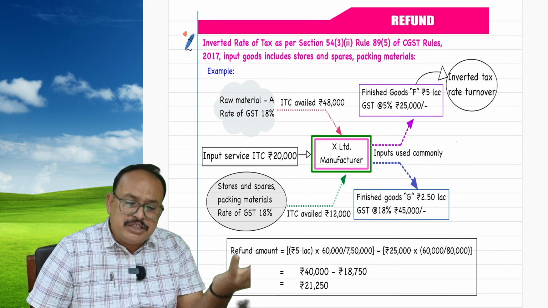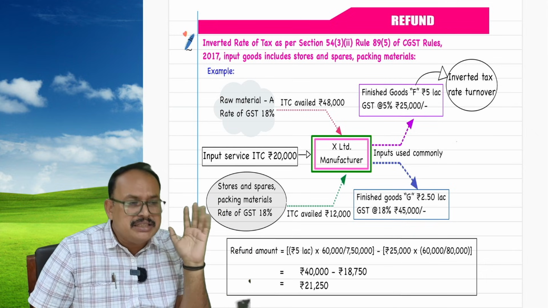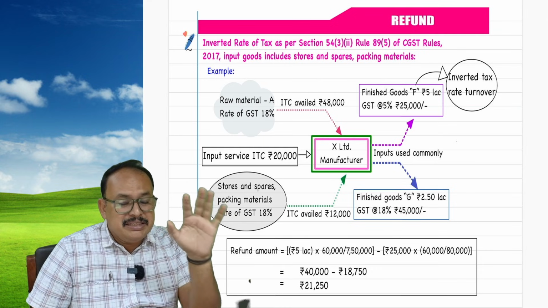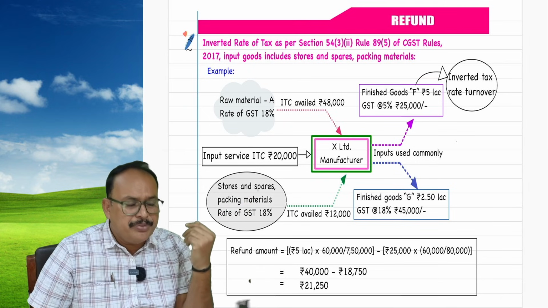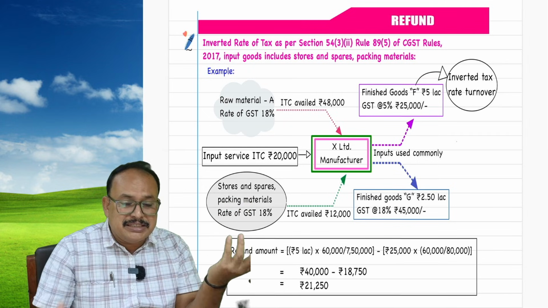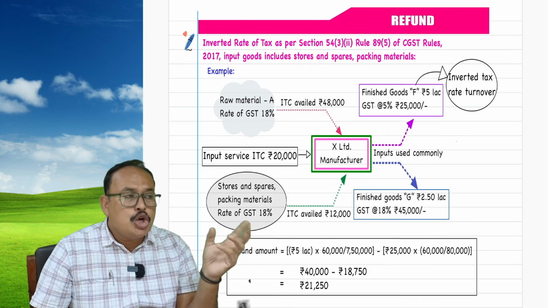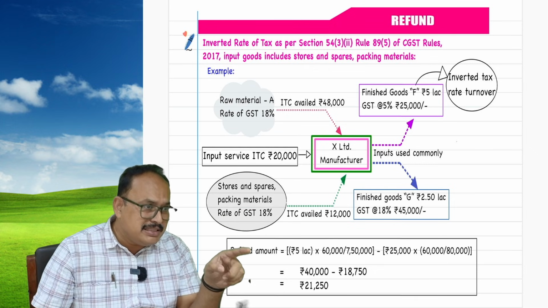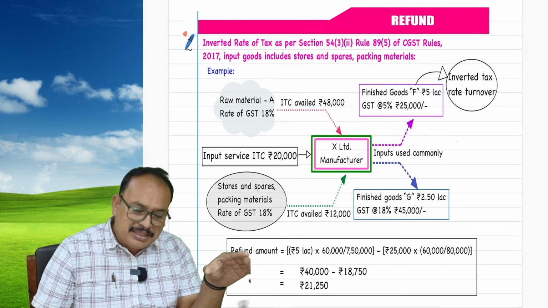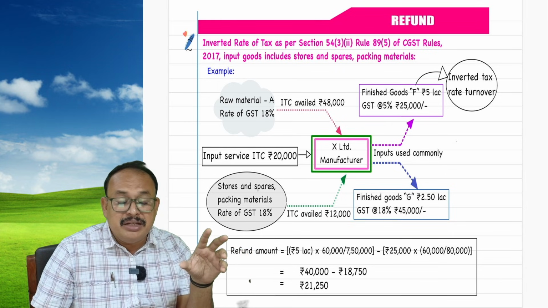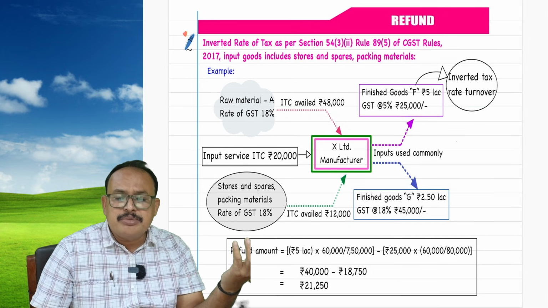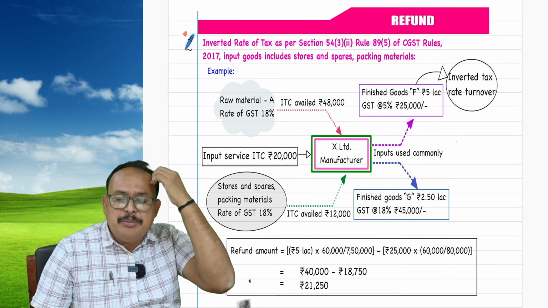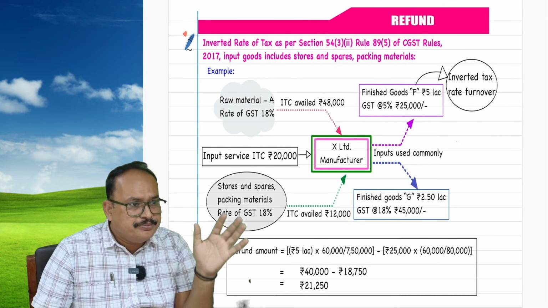With that I produce the finished goods where 5% GST applies. 5% GST finished goods supplied are 25,000. I also supplied 18% GST goods, which is 45,000. Total turnover 25 plus 45, 70,000. Is that clear? Total turnover is 25,000 plus 45,000 equal to how much? It comes to 70,000. Is that clear, my dear?